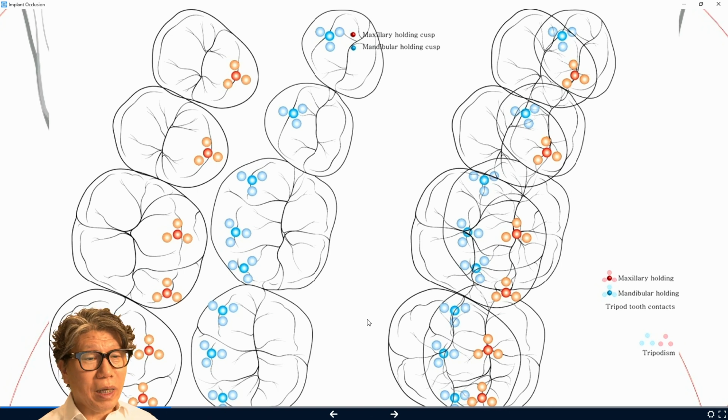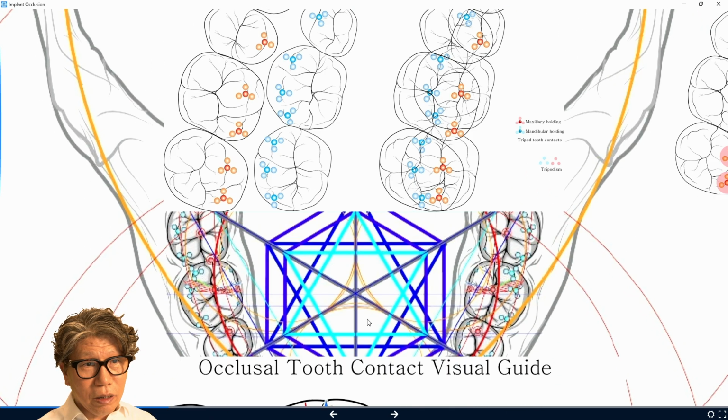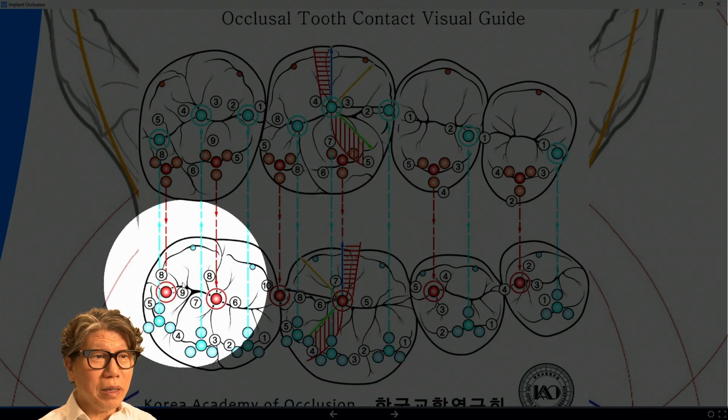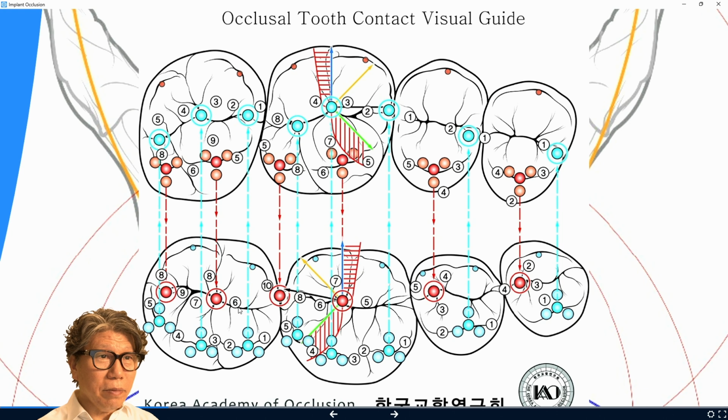Since this diagram might be complex, I have broken it down like this. This is what has happened. Mandibular holding is indicated in blue, while maxillary holding is marked in red. When actually taking a bite impression, it is impossible to separate the holding of the maxilla and mandible.